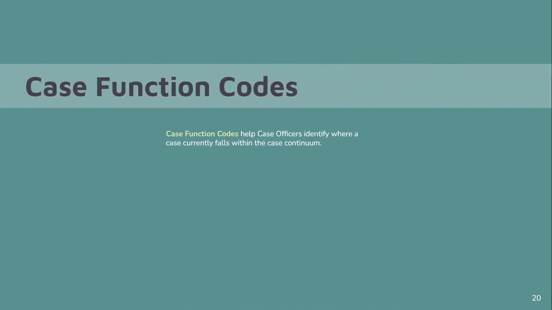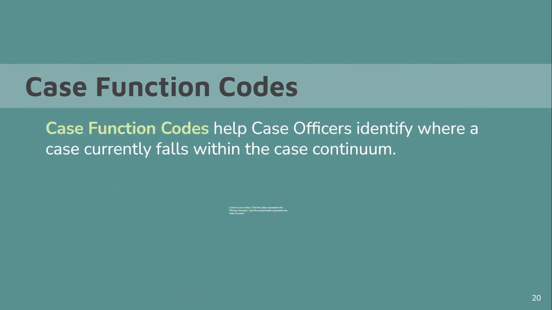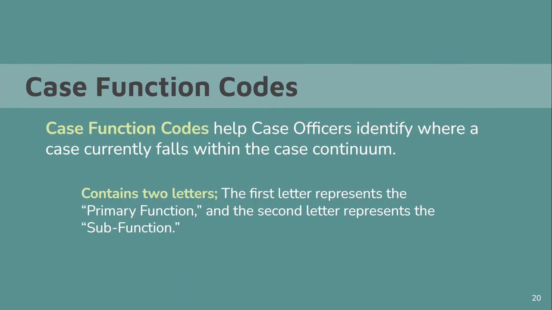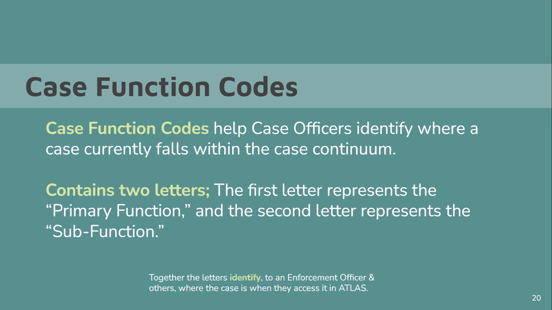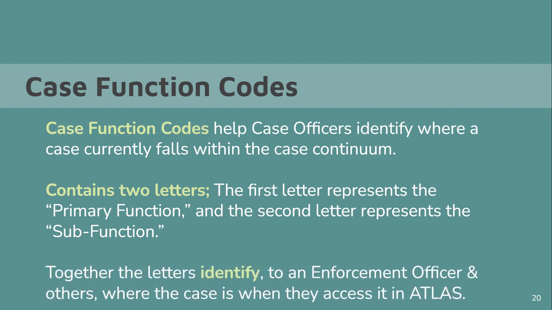Case function codes help case officers identify where a case currently falls within the case continuum. The code contains two letters: the first represents the primary function, and the second represents the sub-function. Together the letters identify, to an enforcement officer and others, where the case is when they access it in Atlas.